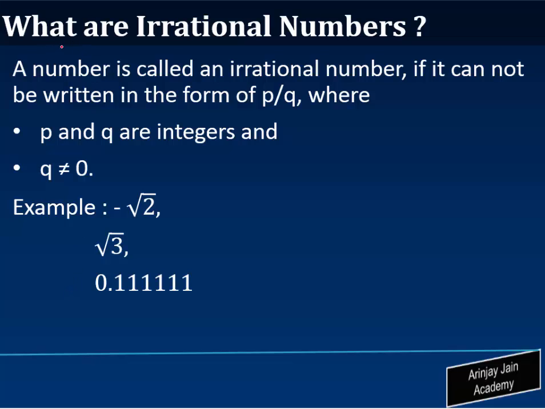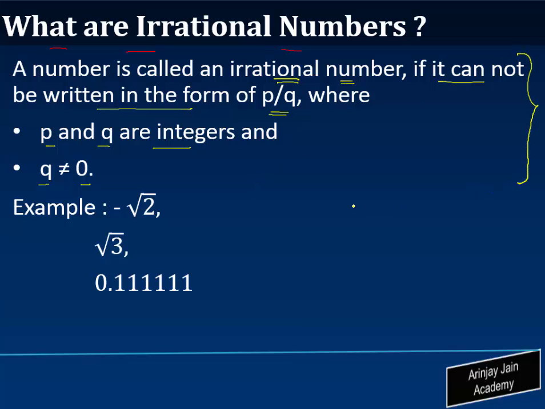In this video, we are going to see what irrational numbers are. A number is called an irrational number if it cannot be written in the form p upon q, where p and q are integers and q is not equal to 0. Doesn't this definition look a little familiar? Exactly. This was just the definition of a rational number. The only difference is that if you are not a rational number, then you are an irrational number. That's the only difference you can see as you read this definition.